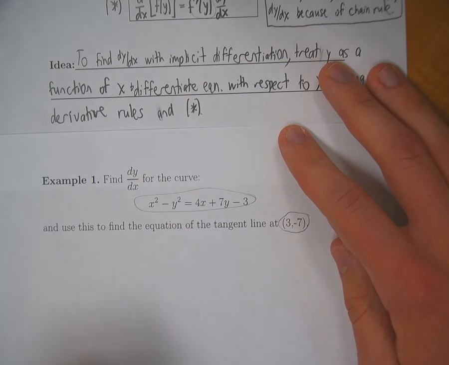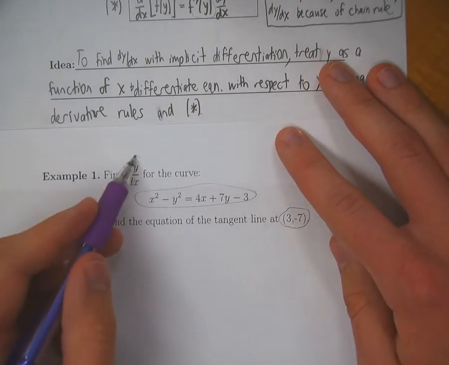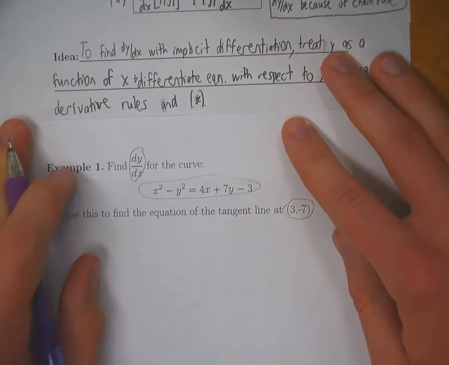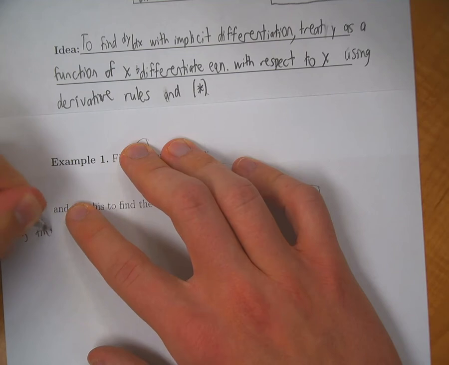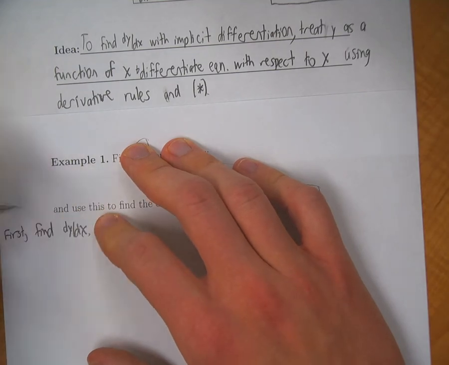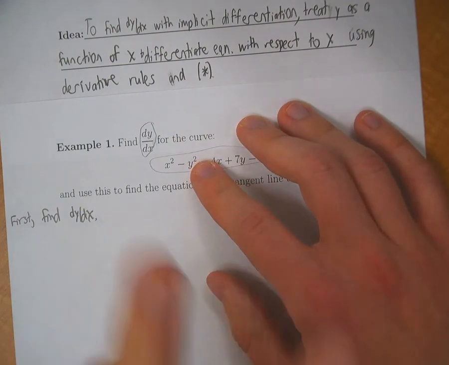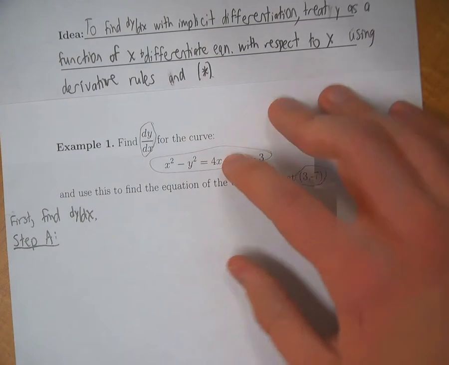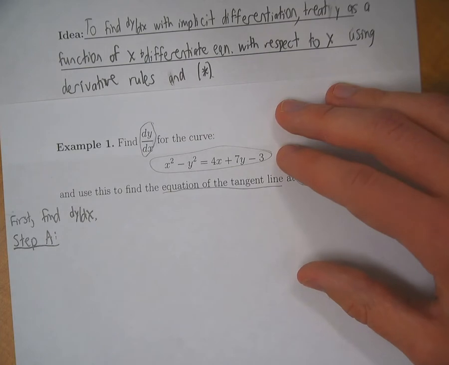So let's first figure out what's going on with this dy dx. To find dy dx, first find dy over dx. Finding dy dx is going to follow a two-step procedure here. I'm going to denote them by step A and step B, respectively, because I don't want to confuse them with the three-step procedure that we're going to use to find the equation of the tangent line. Okay?